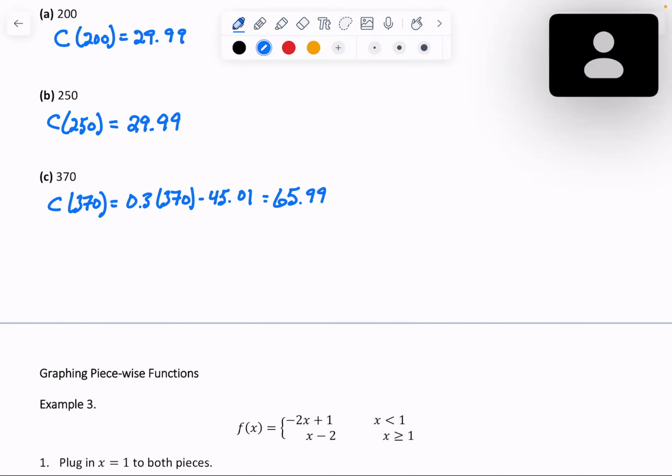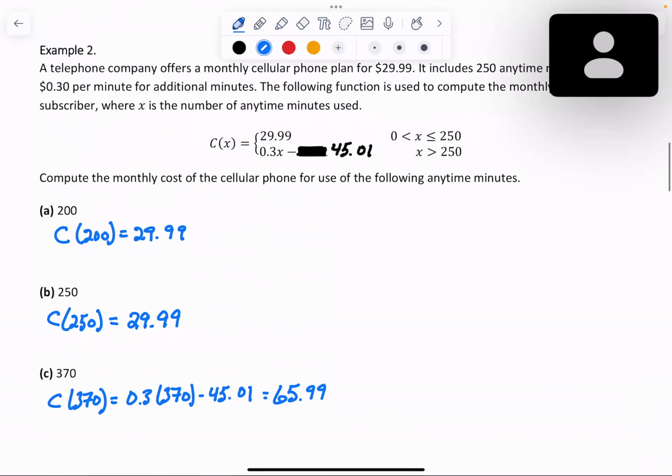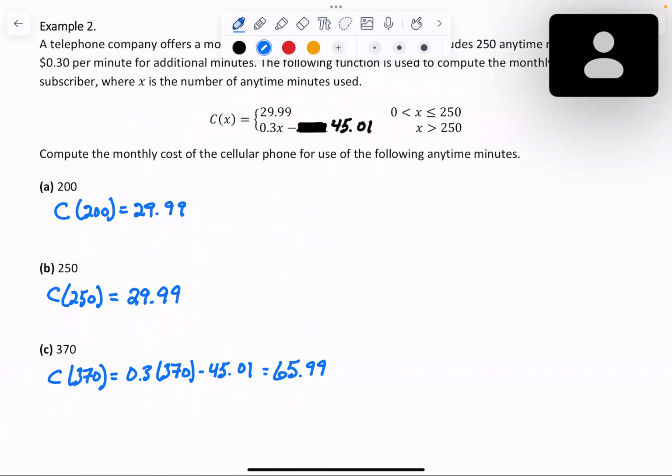So these aren't too difficult, right? At least when we're plugging into these piecewise defined functions, all we do is see what piece do I actually need to plug it into, and then plug it into the function that's defined on that piece.